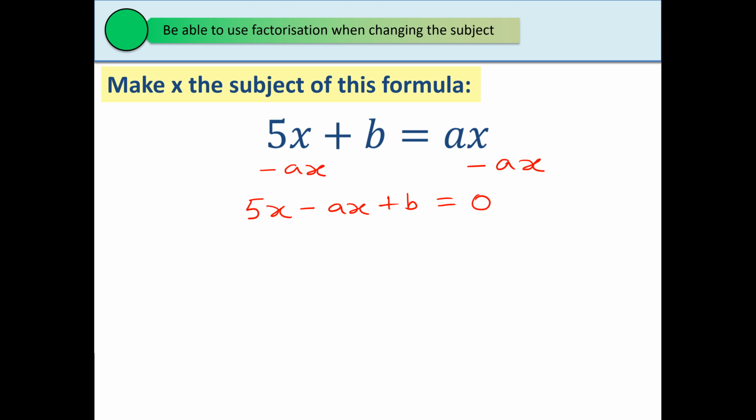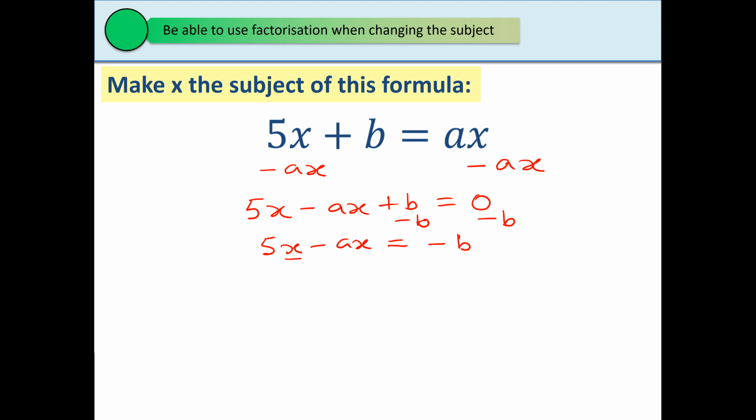Now we need to get rid of the b. I'll leave 5x and ax on this side because I need both x's, and then I can factorize it once I get rid of the b. So 5x minus ax, so minus b from this side, minus b from this side. So that will give me b take away b is 0, and on the right hand side I'll have minus b. So 0 minus b is just minus b.